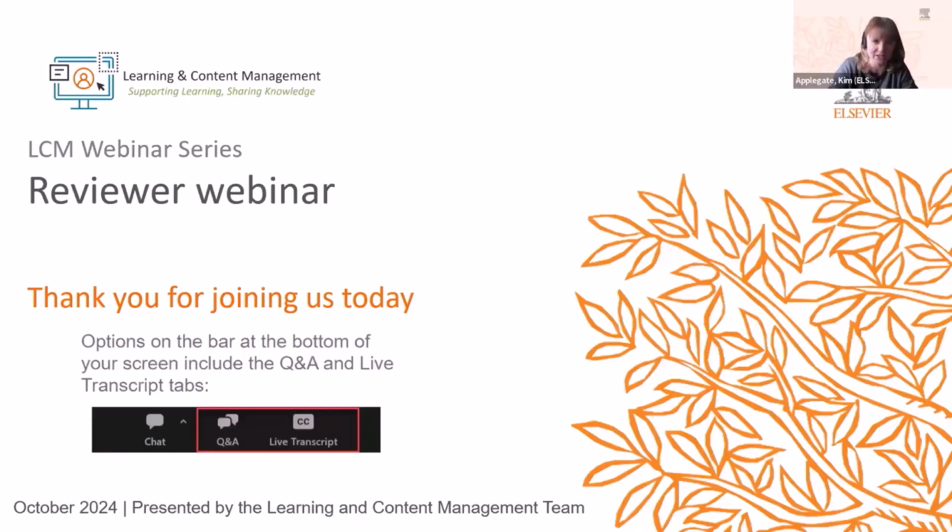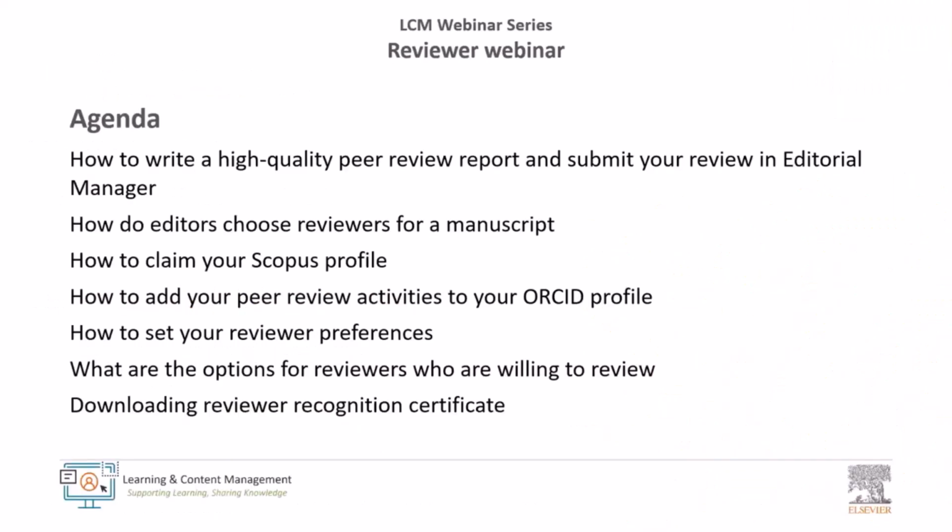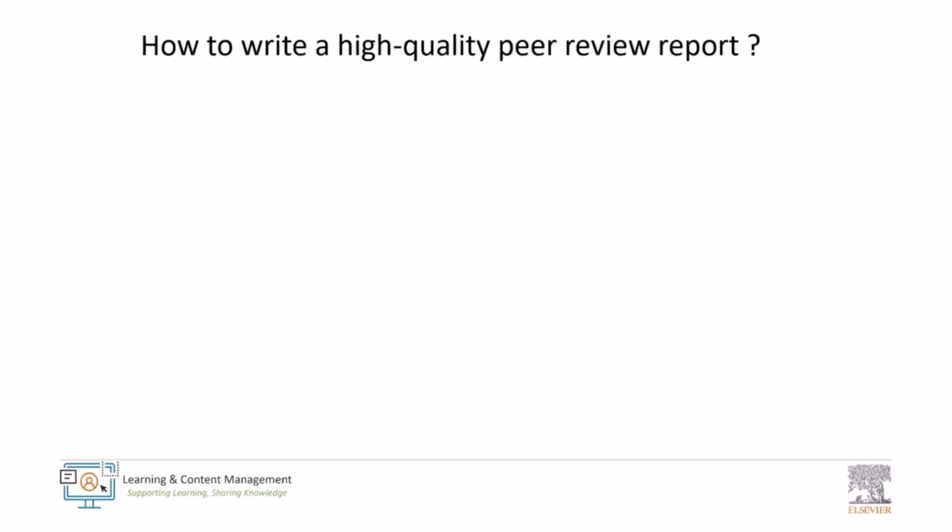Now let's take a look at our agenda for today. On our agenda, we will briefly cover how to write a high quality peer review report and submit your review in Editorial Manager. We'll cover how do editors choose reviewers for a manuscript, how to claim your Scopus profile, how to add your peer review activities to your ORCID profile, how to set your reviewer preferences, what are the options for reviewers who are willing to review, and we will then look at downloading your reviewer recognition certificate. Now let's start and explore how to write a high quality peer review report.